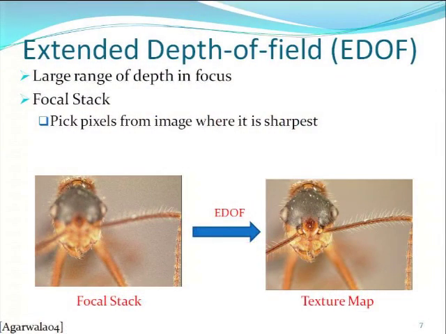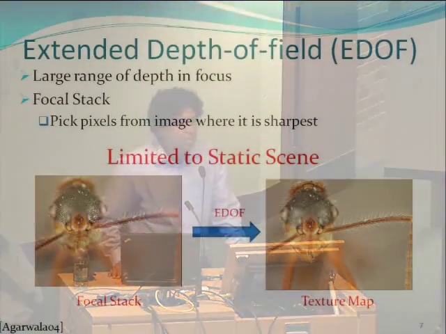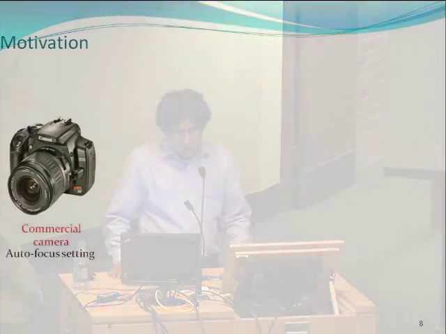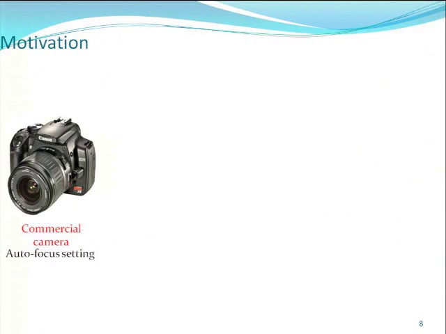A very, very related problem is that of the extended depth of field, where the goal is to have a large range of depth in focus. Here again, you capture a focal stack and then pick pixels from the image where it is sharpest. But here again, there is a big limitation of the static scene. So the goal of this paper is to extend depth from defocus and extended depth of field to dynamic scenes.